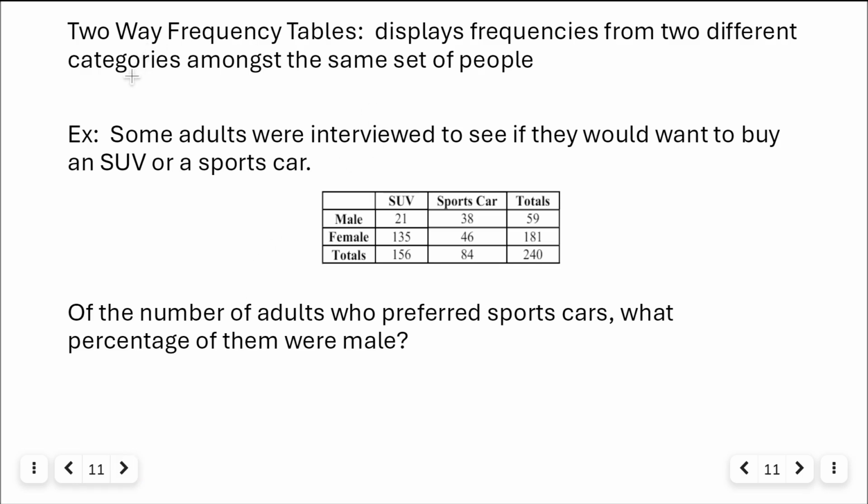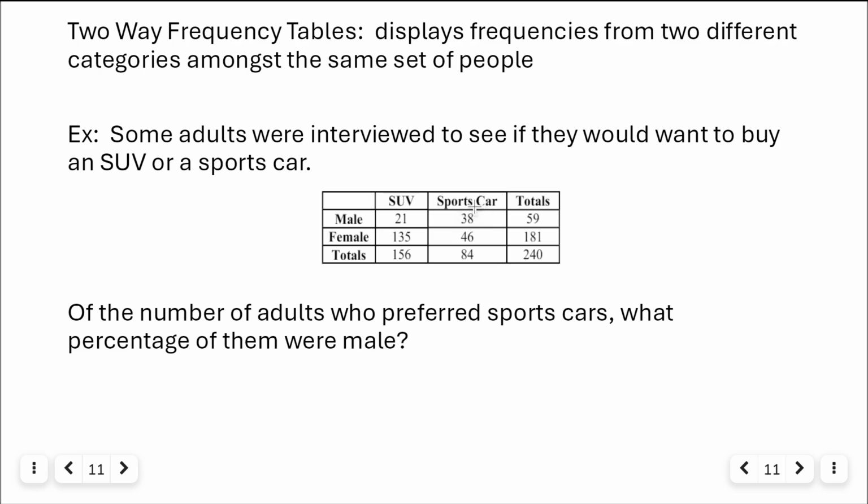Okay, two-way frequency tables display frequencies from two different categories amongst the same set of people. So here's a two-way frequency table. Some adults were interviewed to see if they would want to buy an SUV or a sports car. So here's what we have. What this table means is that 59 males were surveyed for this. 181 females were surveyed for this. 21 males liked the SUV.